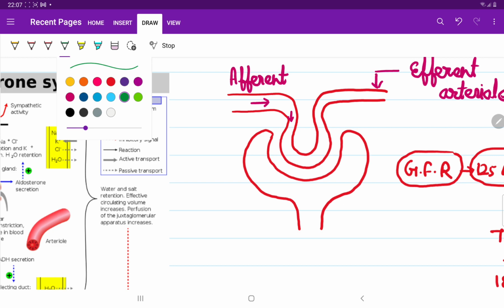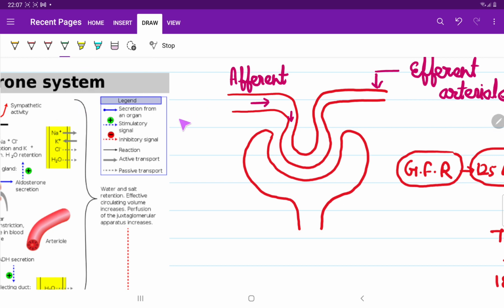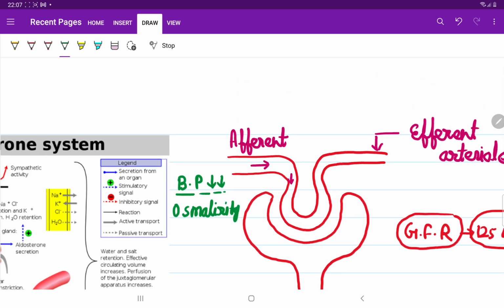Now you imagine one situation when blood pressure is decreased in our body. Osmolarity of blood is increased. And whenever osmolarity increases, the osmoreceptors present in our body send signal to the brain. Bro, osmolarity of the blood is increased.